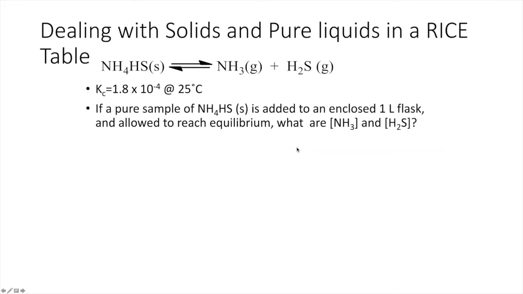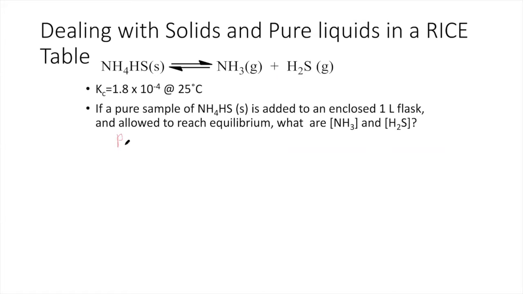So the question is, if a pure sample of the solid is added to a 1 liter flask and allowed to reach equilibrium, what are the equilibrium values of the ammonia concentration and the H2S concentration? So one thing that you can do is, of course, set up a RICE table. Anytime that you're given an equilibrium constant and you're asked something about the equilibrium concentrations, you need to be thinking about setting up a table.